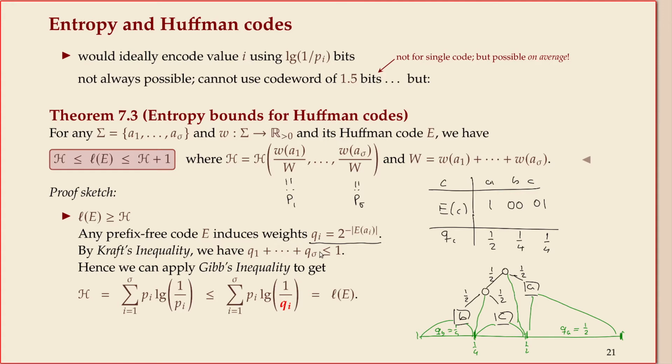And now Kraft's inequality says that if I add these up, they're at most 1. And that's obvious because I started with the unit interval. And whenever I went down to an internal node, I just cut things in half. How could I ever have overlaps so that the sums get bigger than 1? That can never happen if I just split things here with 1/2, 1/2 each. Okay, so that's Kraft's inequality.